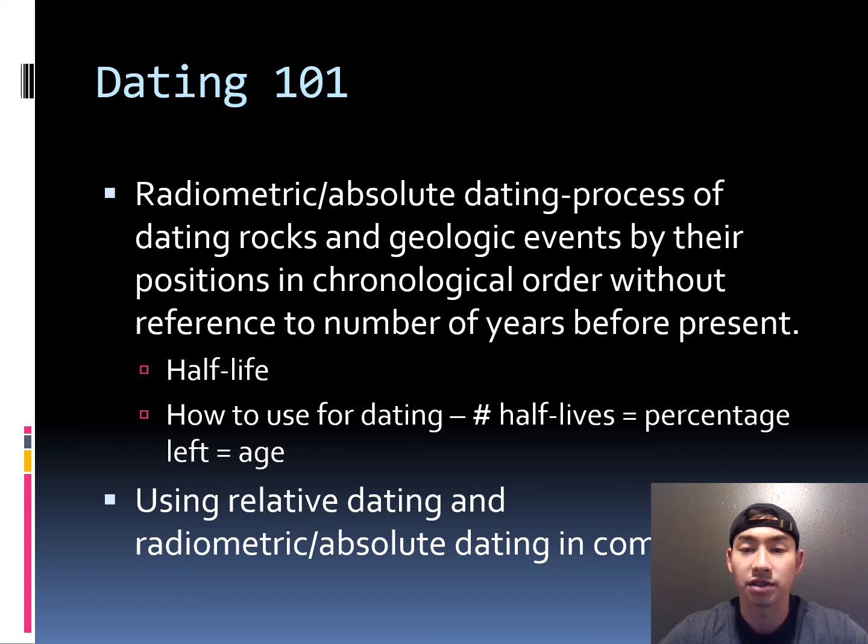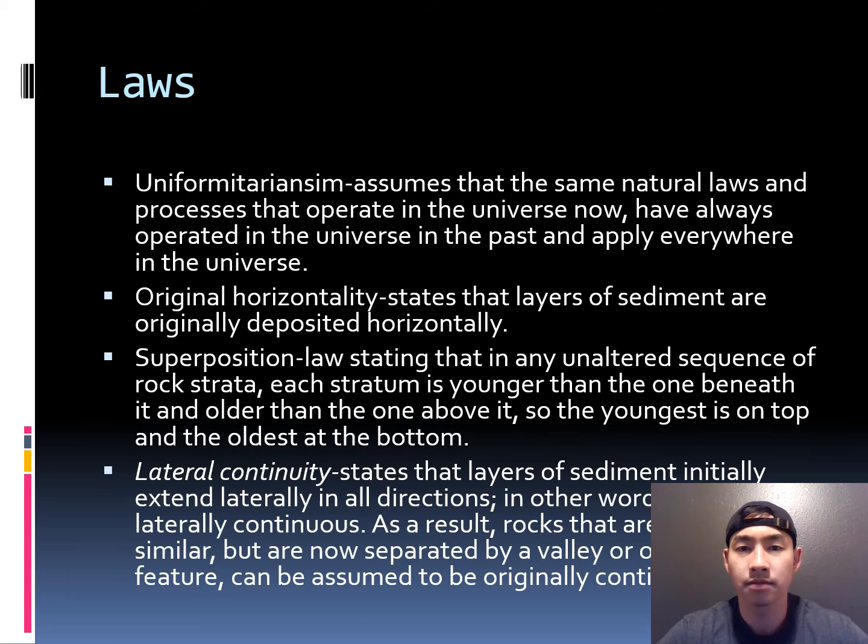So in radiometric dating, we are measuring the ratio between daughter and parent isotopes with a known half-life. So we'd look at the percentage of parent isotopes left and determine the age based on the half-life. And we'd also compare this and use it in conjunction with relative dating to have a better estimate. However, we can't just guess with a lot of different things.